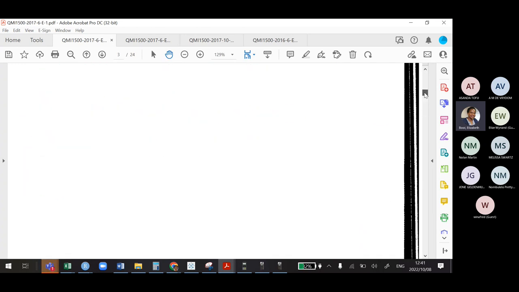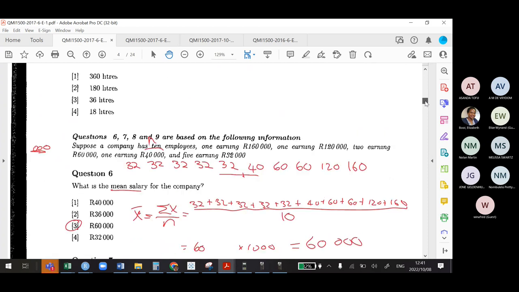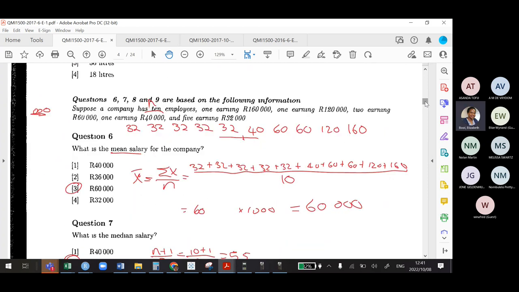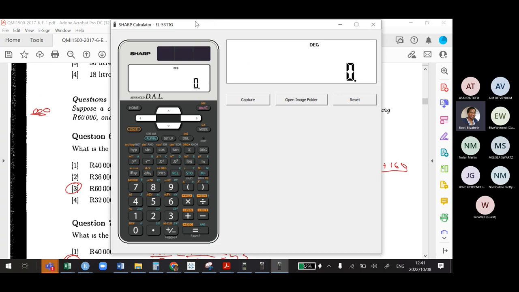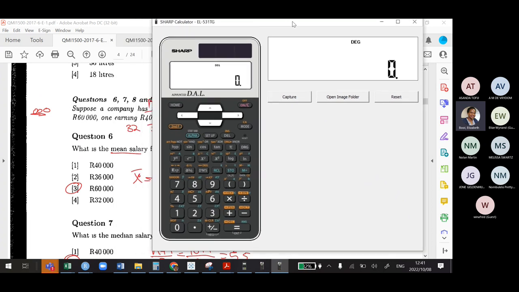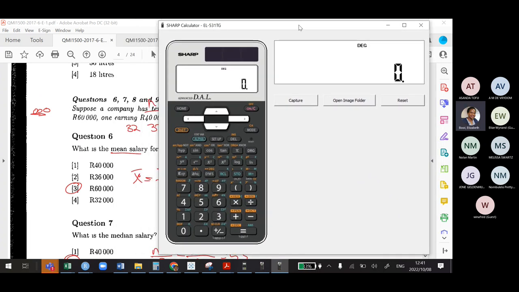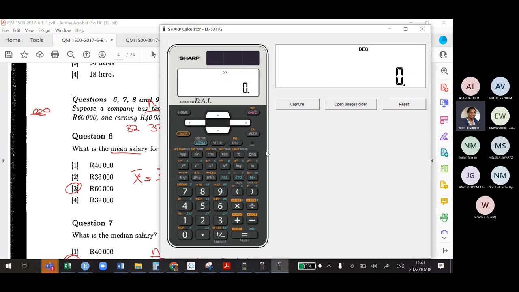So let's do the same with our financial maths calculators. Those who have a financial maths calculator or the SHARP calculator, you can follow the same steps. But now, because I don't have my financial maths calculator in front of me, there is a button here at the bottom. I think it's an ENT. That's the bottom button that we're going to be using to capture the data.